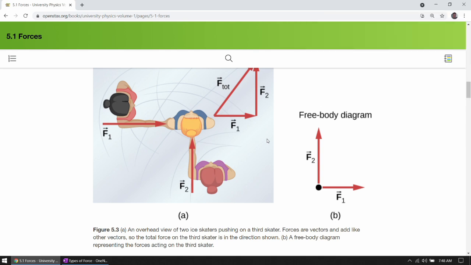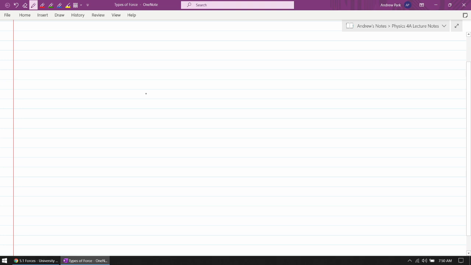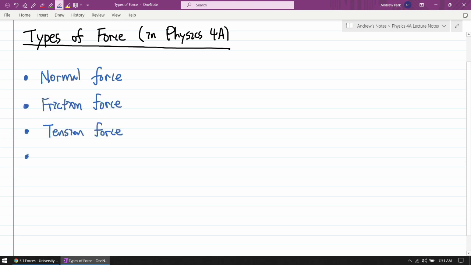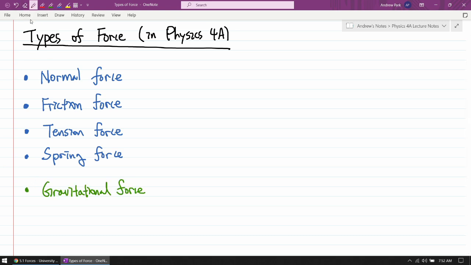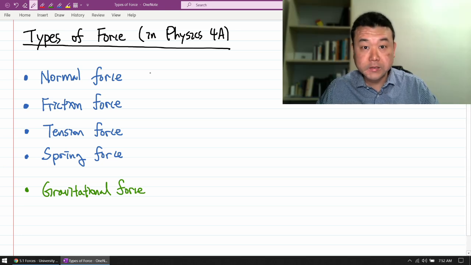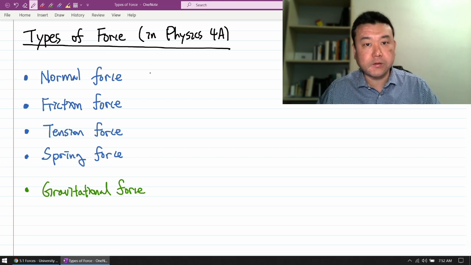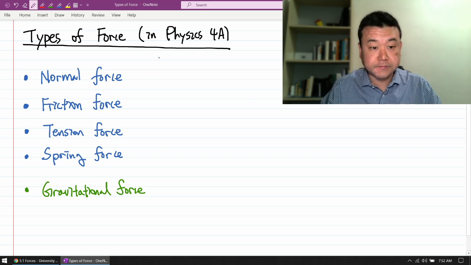So let me summarize. This is the comprehensive list of different types of force in physics 4A. We have the normal force, we have friction force, we have tension force, we have spring force, and finally, we have gravity. Oh, I said I would point out a unique thing about each force. So the thing about normal force is it prevents sinking or digging in of an object into a surface.